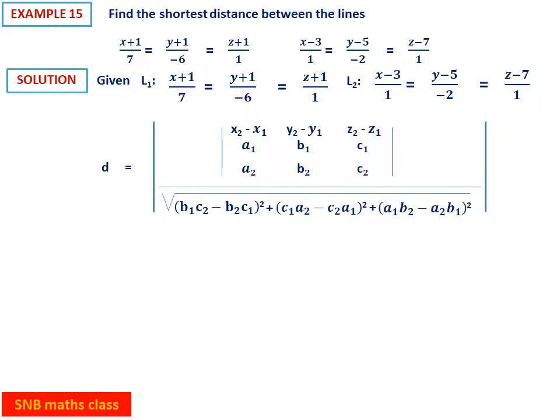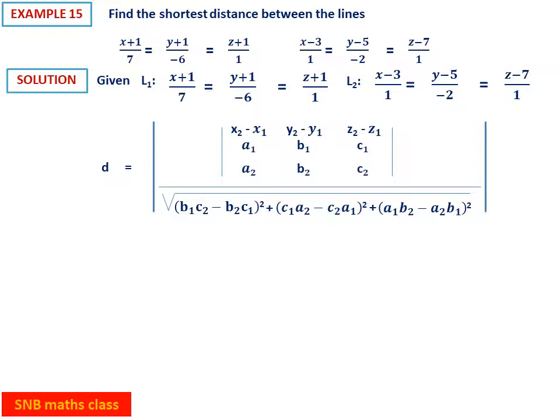How to remember this? Remember, there is a cyclic repetition, that is b1 c1 b2 c2, c1 a1 c2 a2, a1 b1 a2 b2. So it is easy to remember: everything is under square, then square root.